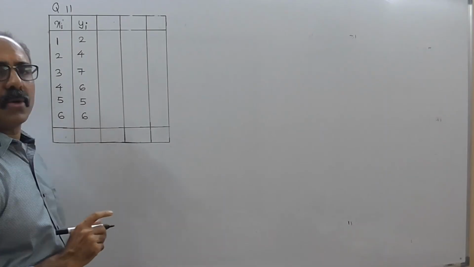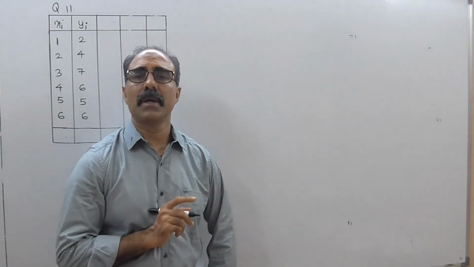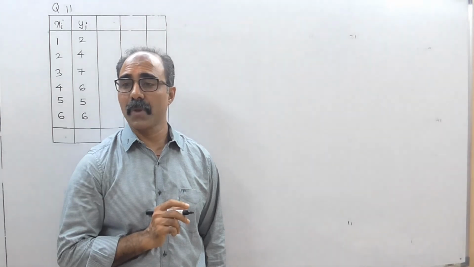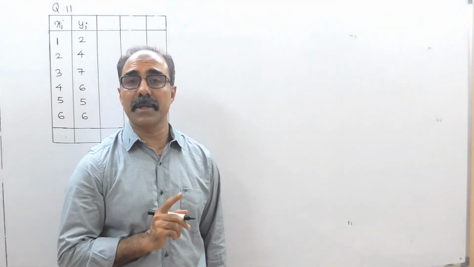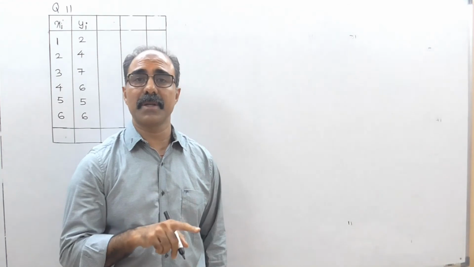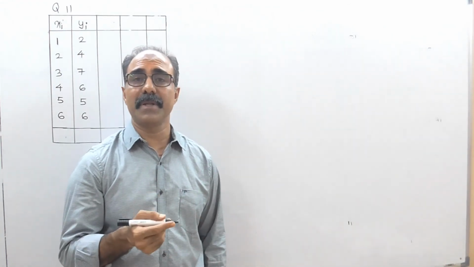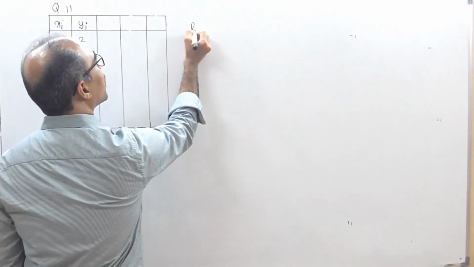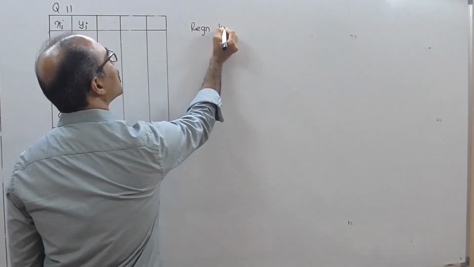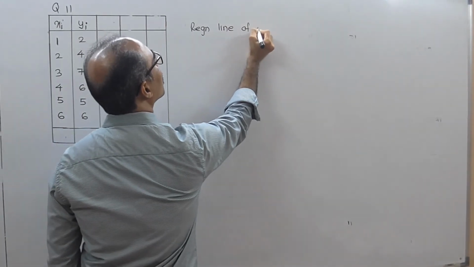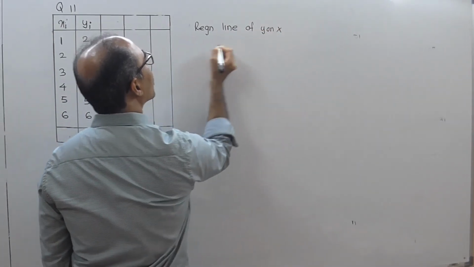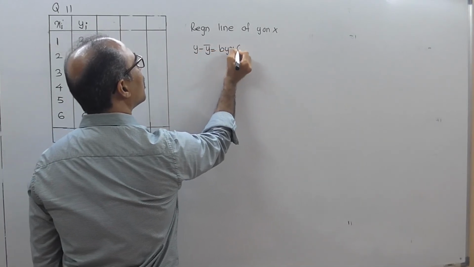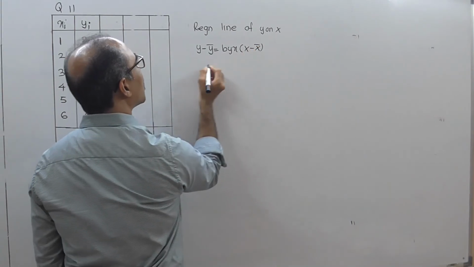The question says obtain the regression line of y on x, and you have to estimate the value of y when x equals 10. So first we'll find the regression line of y on x, and then we'll go for estimating the value of y for a given value of x. So the regression line of y on x is nothing but y minus y bar equals byx times x minus x bar.